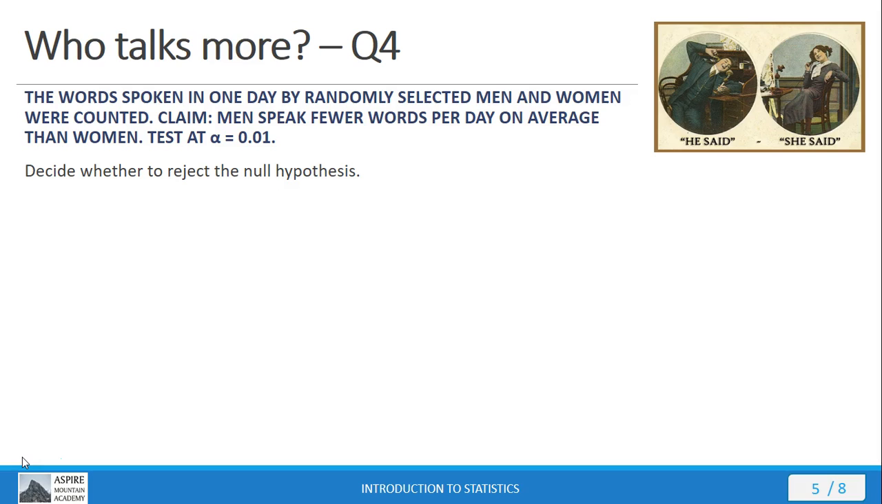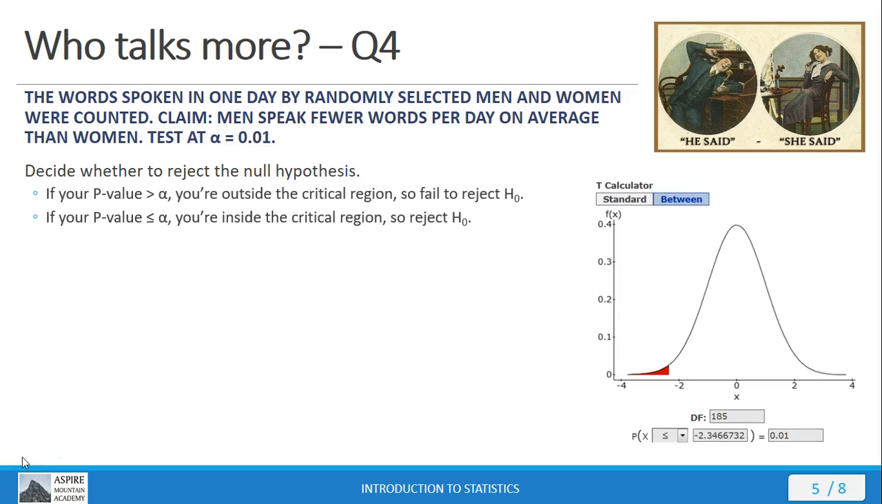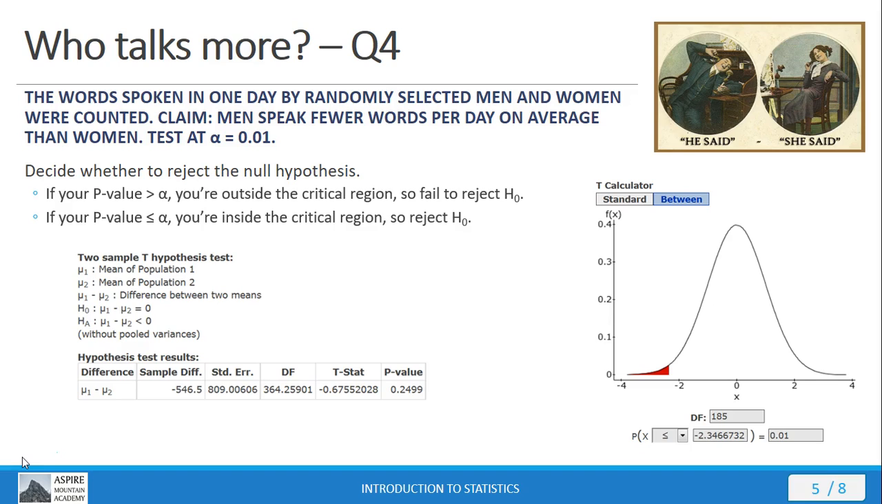So, will we reject the null hypothesis or fail to reject it? It's going to be the same criteria we've always seen. If we're outside the region of rejection, we fail to reject. If we're inside, then we reject. Here again are the results from our hypothesis testing calculations in StatCrunch. If we use the p-value, the number there on the end, we compare it with the significance level. We find that we're well above the significance level. Therefore, we're outside the region of rejection, and so we fail to reject the null hypothesis.